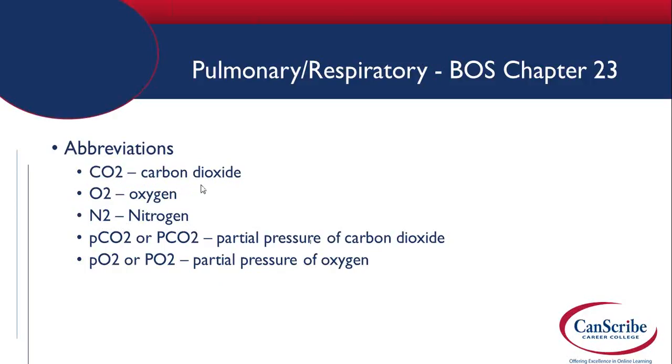CO2 is carbon dioxide. O2 is oxygen. N2 is nitrogen. PCO2, and most places do type it with the lowercase p. The book of style has both the lowercase p and the uppercase P, but most places type it with the lowercase. That means partial pressure of carbon dioxide. And PO2 is partial pressure of oxygen. Again, lowercase p is more common, but you may also have an account that wants you to use the uppercase P.